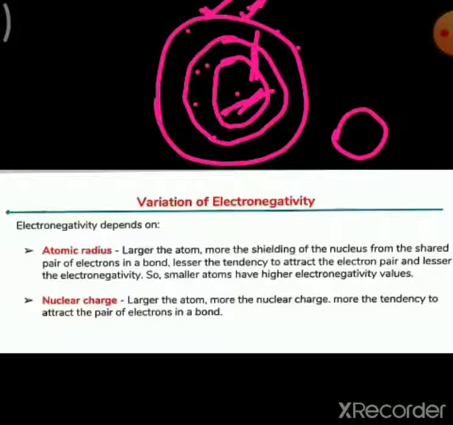Higher electronegativity values mean what? There will be more chance to attract the electrons towards itself. So remember, the larger the atom, the lesser the electronegativity. The smaller the atom, the higher the electronegativity values will be. Then nuclear charge: the larger the atom, the more the nuclear charge, and the more the tendency to attract the pair of electrons in a bond.